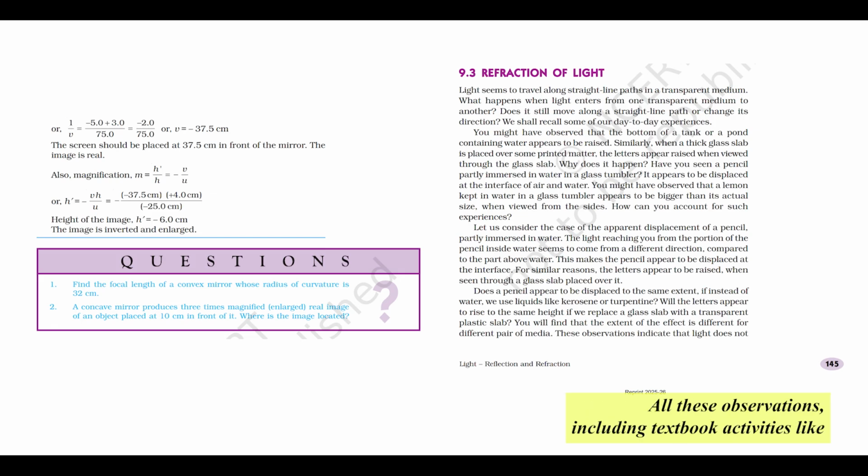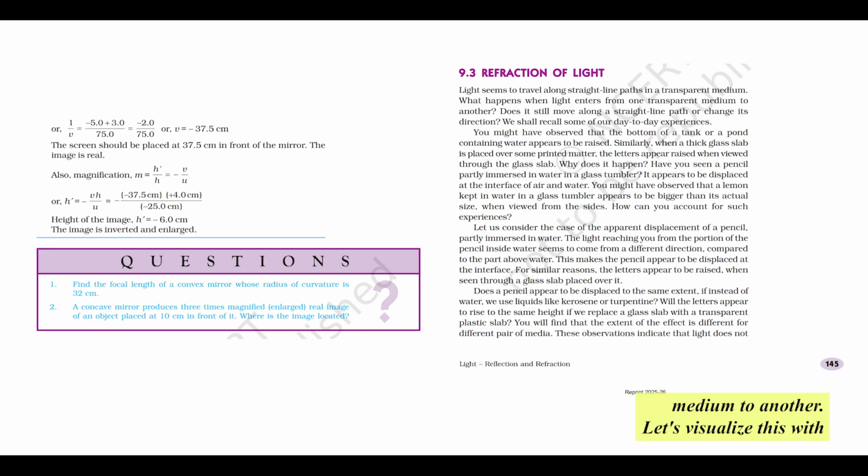Exactly. All these observations, including textbook activities like trying to grab a coin in a bucket, activity 9.7, or making a coin disappear, activity 9.8, point to the same thing. Light changes its direction when it travels obliquely, meaning at an angle, from one transparent material into another. So it bends when it crosses from, say, air to water. Precisely. That bending is refraction. Formally, refraction is the phenomenon of the change in the direction of propagation of light when it travels obliquely from one transparent medium to another.